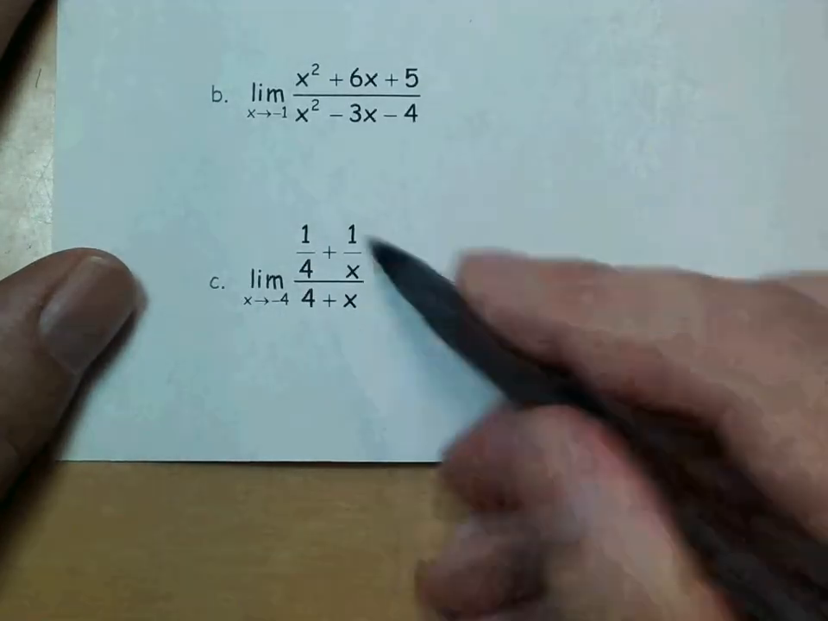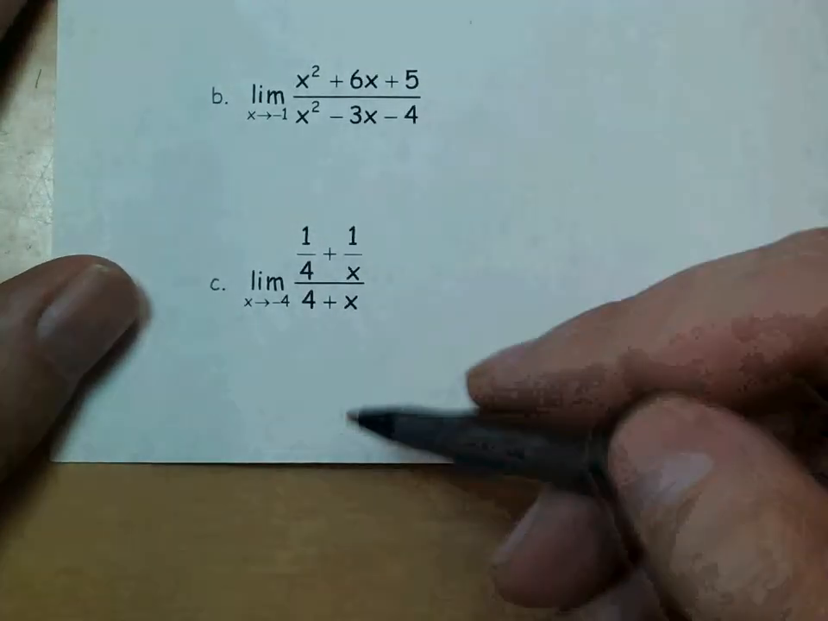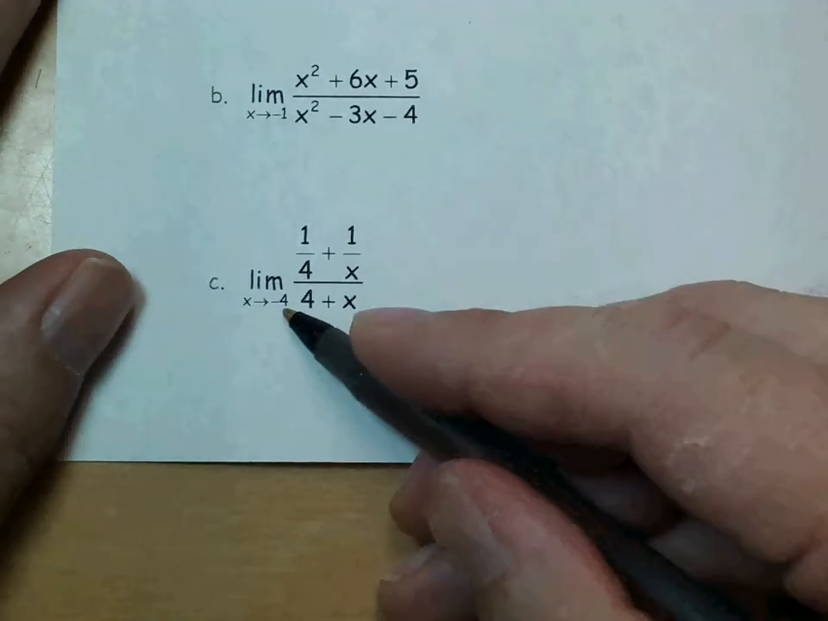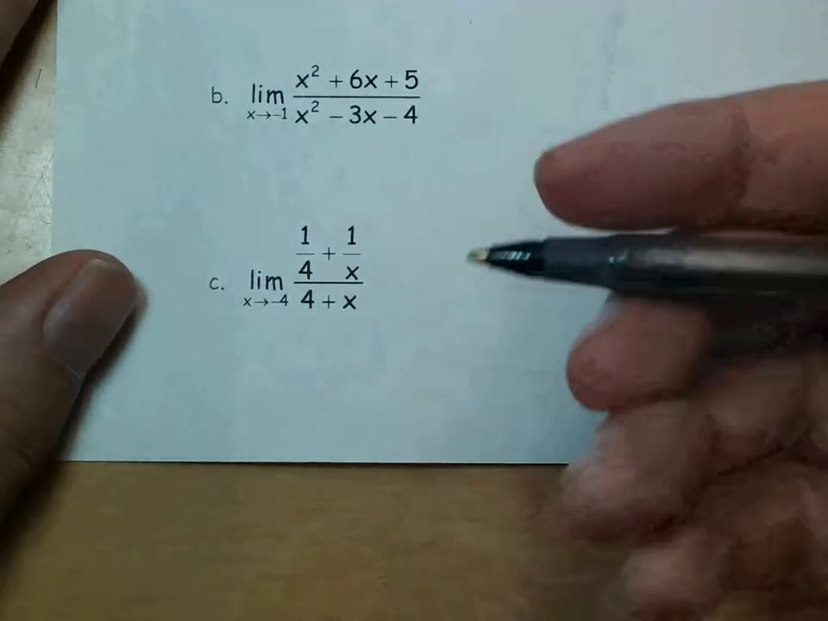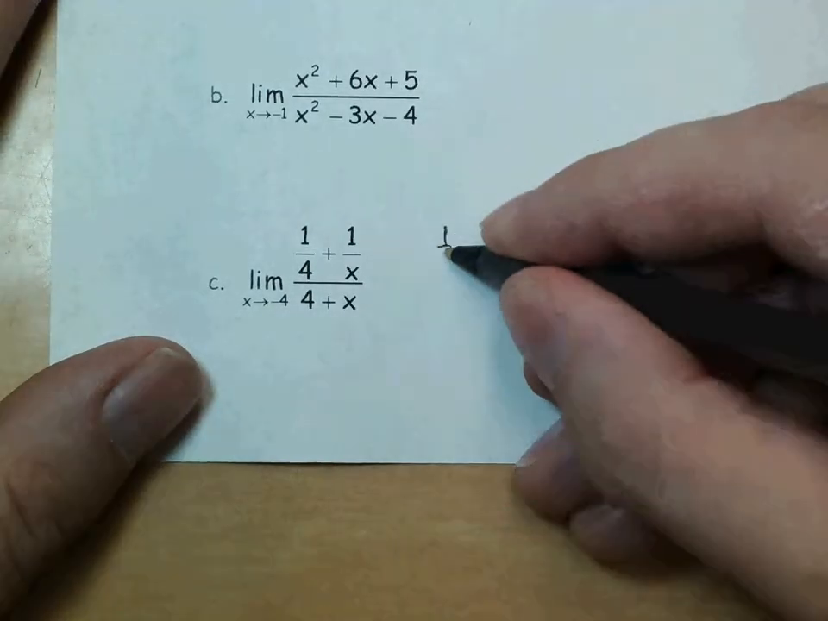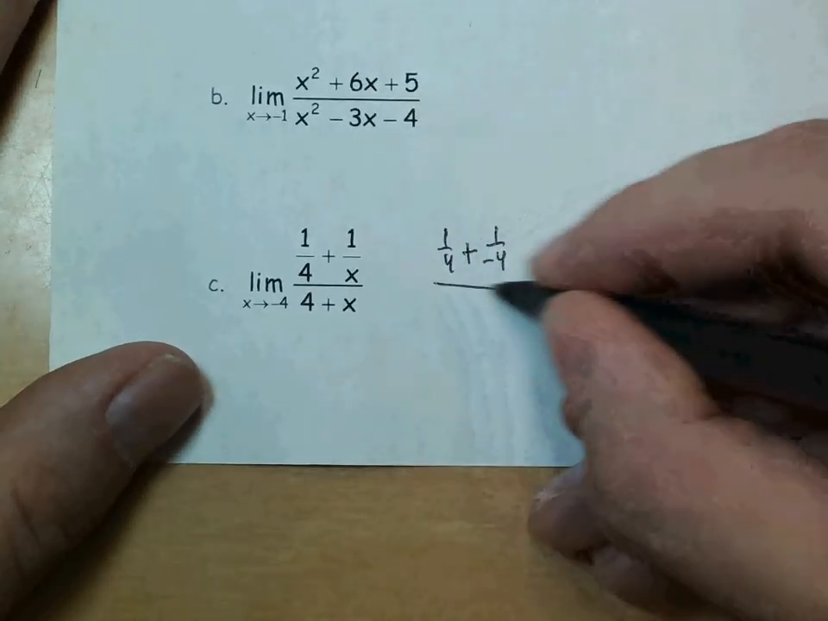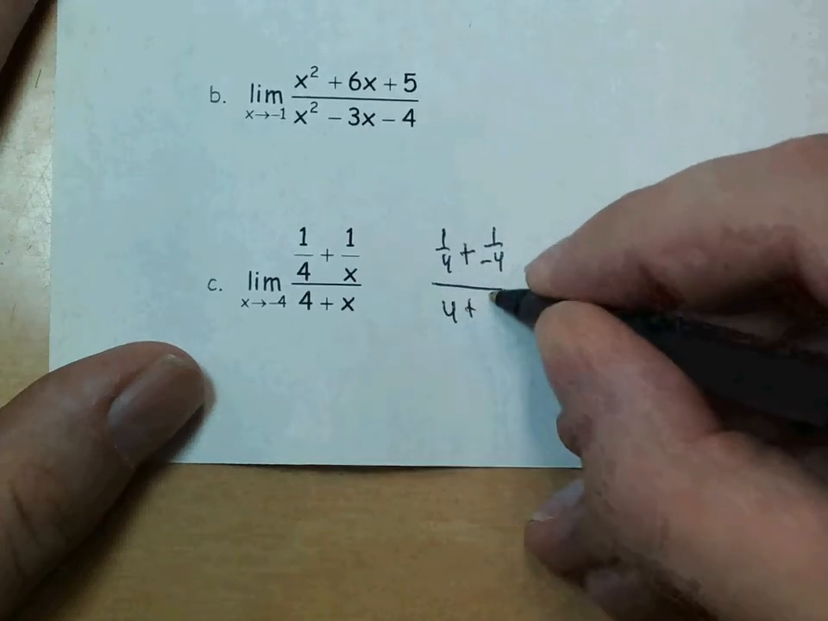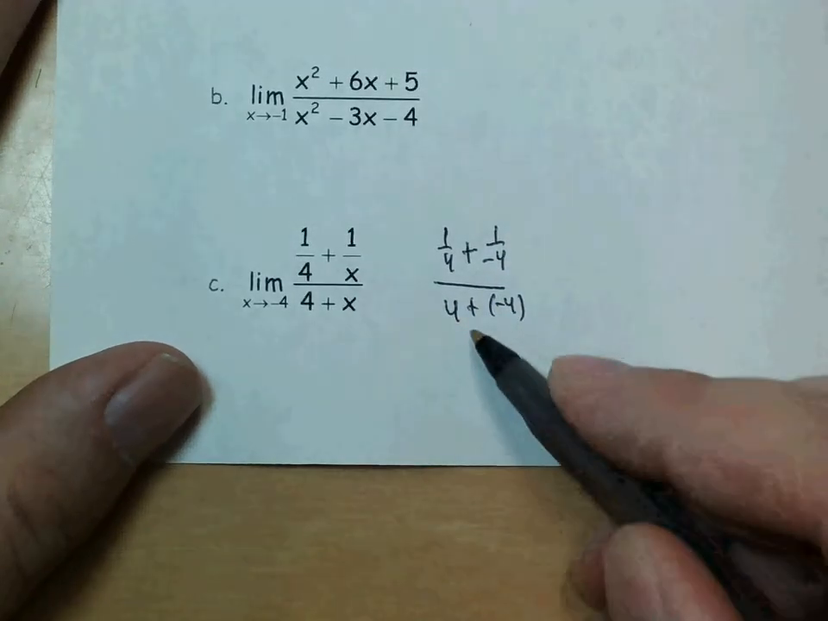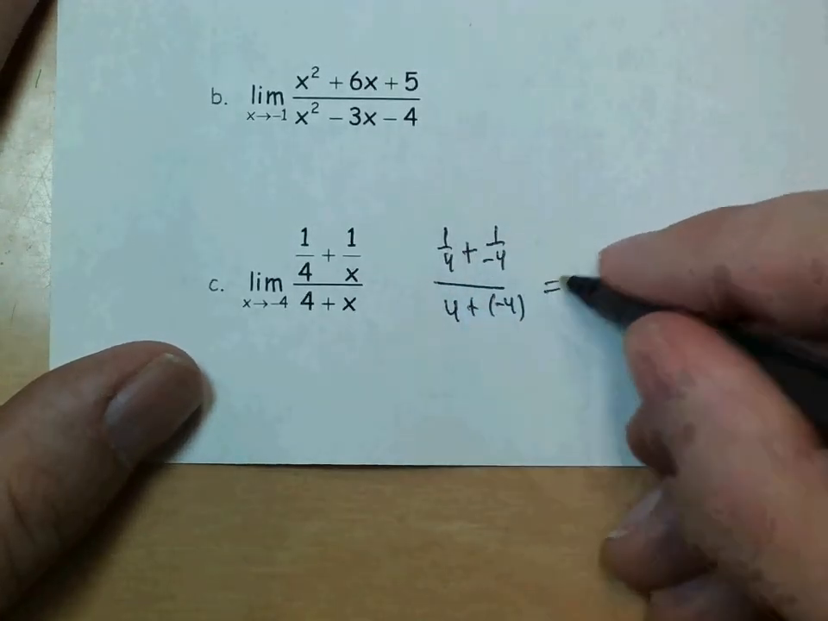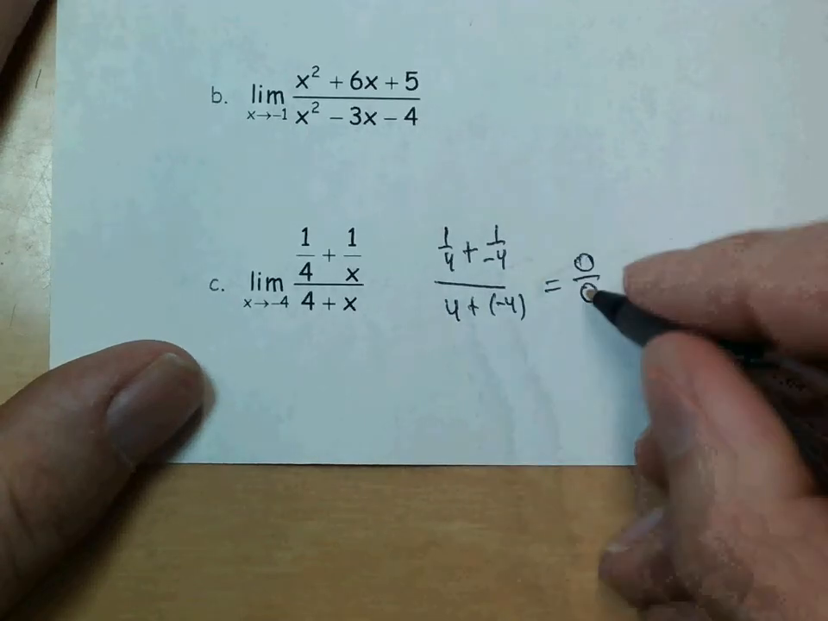C looks like it's one of those fractions you want, but the first thing I'm going to do is try to plug in negative 4, because just like in A, sometimes it'll work. When we plug in negative 4, we get 1/4 plus 1 over negative 4 over 4 plus negative 4. So in the denominator we get 0. In the numerator we get a fourth plus negative 1/4, which is also 0.